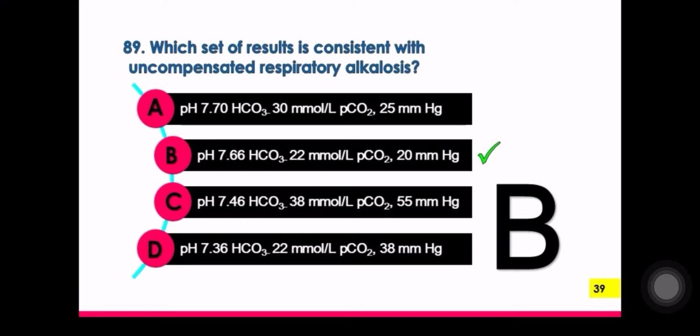Now, usually po, pagdating sa early phase ng acute respiratory disturbance, yung kidneys po natin ay wala ng time sa pag-compensate, kaya yung bicarbonate po ay within normal limits na po. So, the normal value, remember, is 22 to 26 for bicarbonate po. So, saan yung pasok dyan? That's letter B po. So, yung tamang answer po ay letter B. Number 89, letter B.